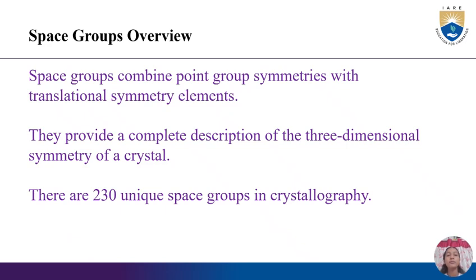Space groups overview. Space groups combine point group symmetries with translational symmetry elements. They provide a complete description of the three-dimensional symmetry of a crystal. There are 230 unique space groups in crystallography.